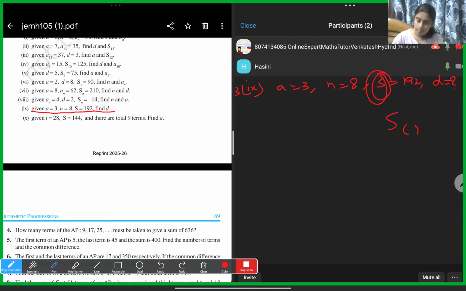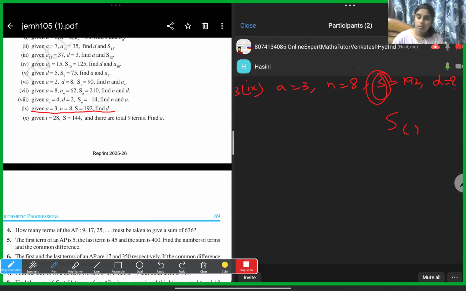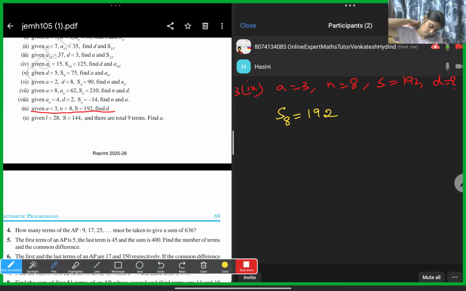Yes, sir. They didn't write it here, but they gave it indirectly. What is that indirectly? n is equal to 8 is given, no? Yes, sir. So because of that reason, S8 is equal to 192. Indirect information. Okay, Hasni? Okay, sir. So we need to know the sum of how many terms is 192. Indirectly n is 8 is given, so that's why S8 is 192. You need to understand like that.